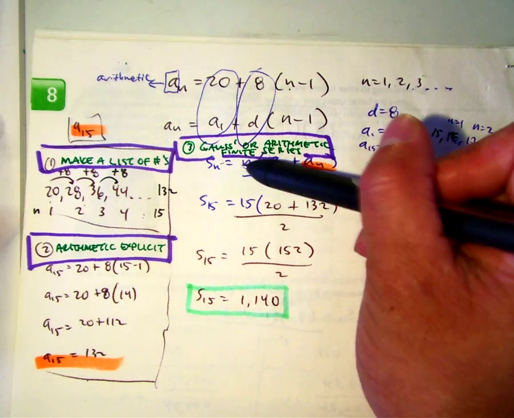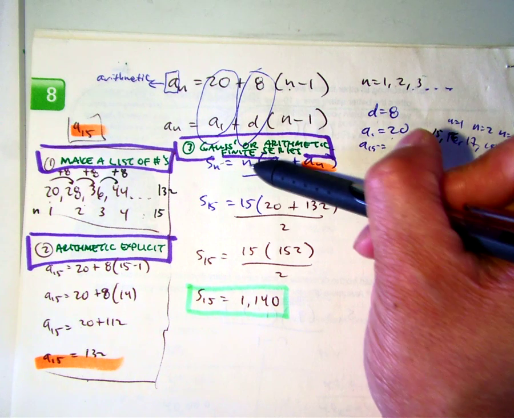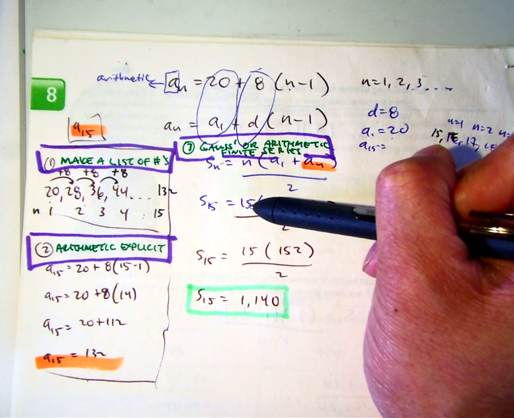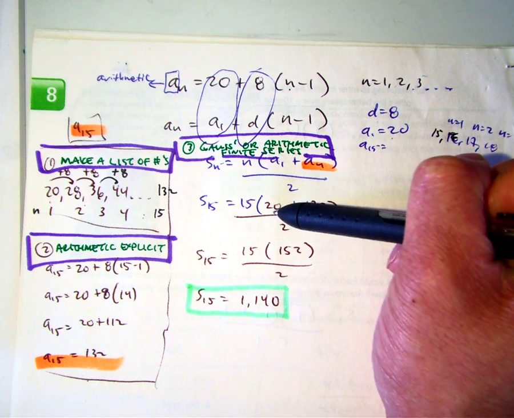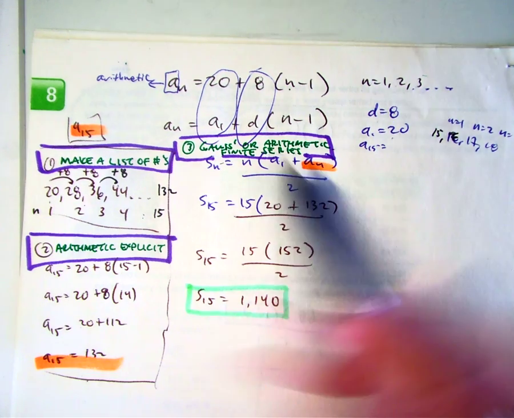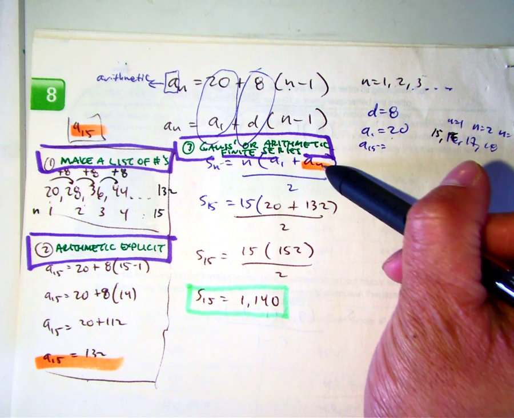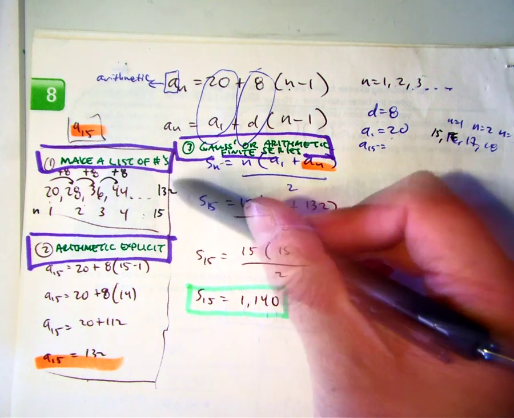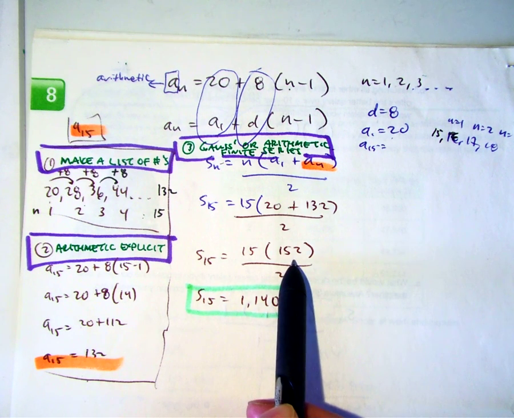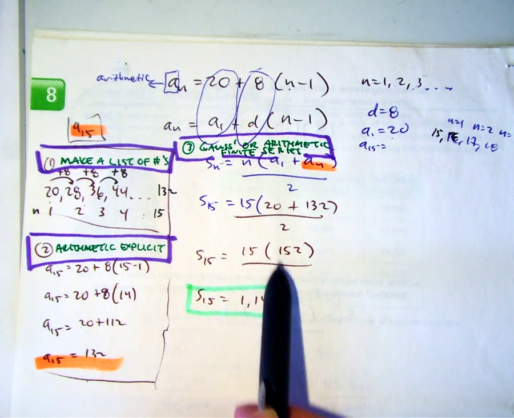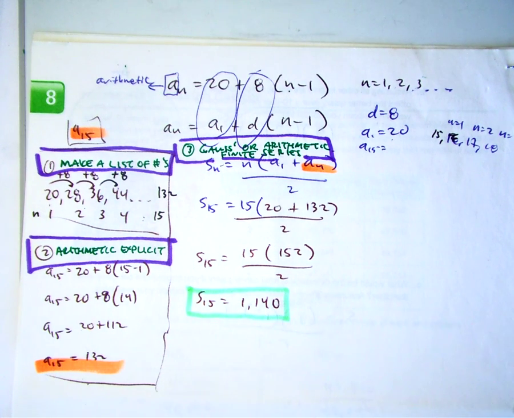The formula is Sn equals n times quantity a1 plus an, all over 2. Our n value is 15 because it tells us to find the first 15 terms. A1 represents the first number in my list. An represents the last term, which we need, the 15th number, which is 132. Add those together, you get 152. Using order of operations, I multiply and then divide. My answer is 1,140. Raise your hand if you got that.